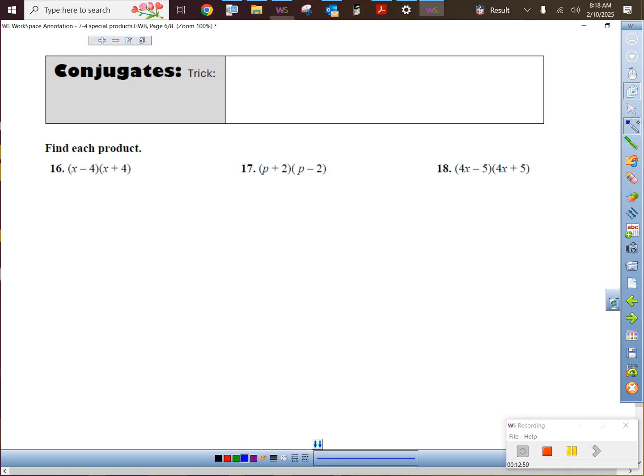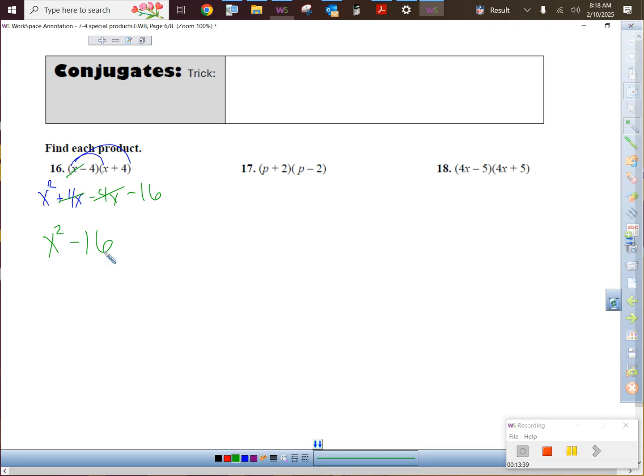Let's multiply this out. Distribute in this first guy right here. X times x is x squared. And then x times 4 is a positive 4x. Then moving on to a negative 4, you get a negative 4x minus 16. Are there some like terms to combine? What does positive 4x and negative 4x add up to be? Nothing, right? They cancel out, so you're left with x squared minus 16.